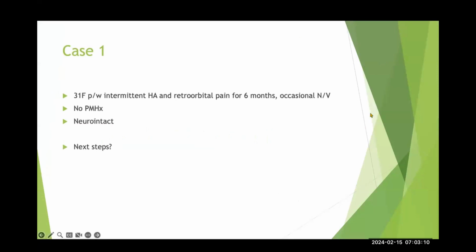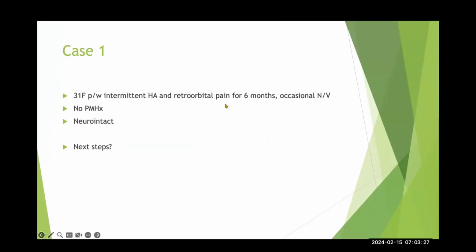First case: 31-year-old female presents with intermittent headaches and retroorbital pain for the past 6 months. Occasional nausea and vomiting. No real significant history, and she's neurologically intact. So what are the next steps? Say she presents to the ER.